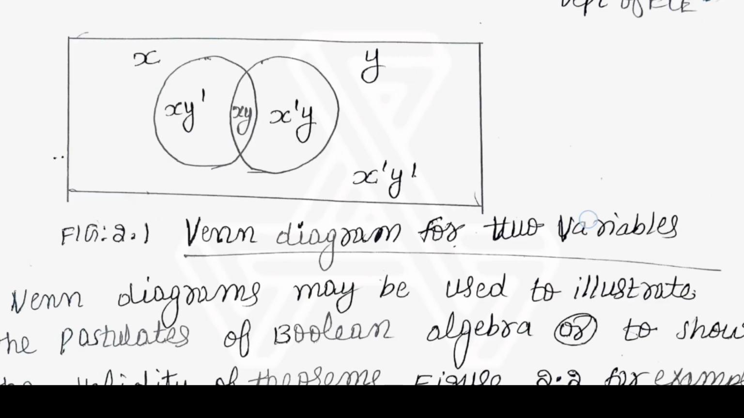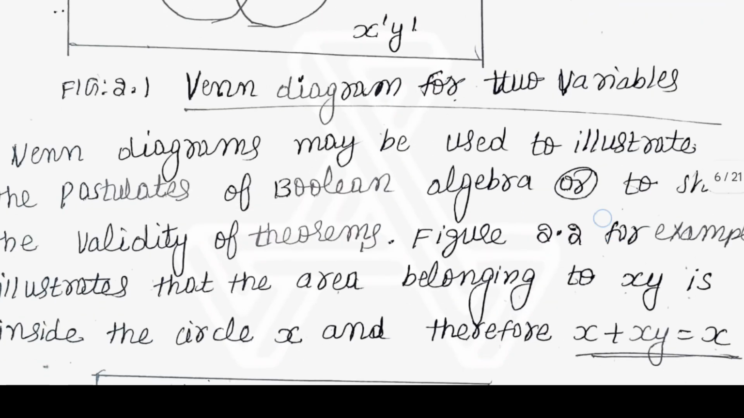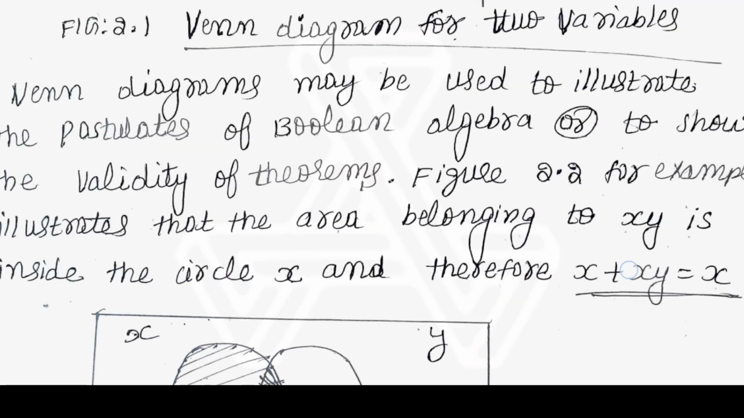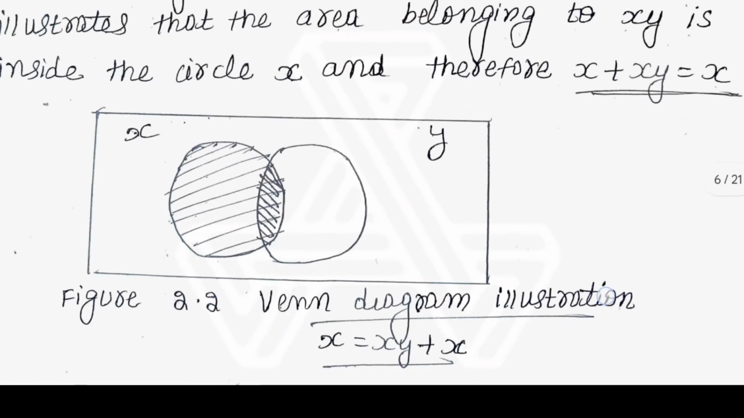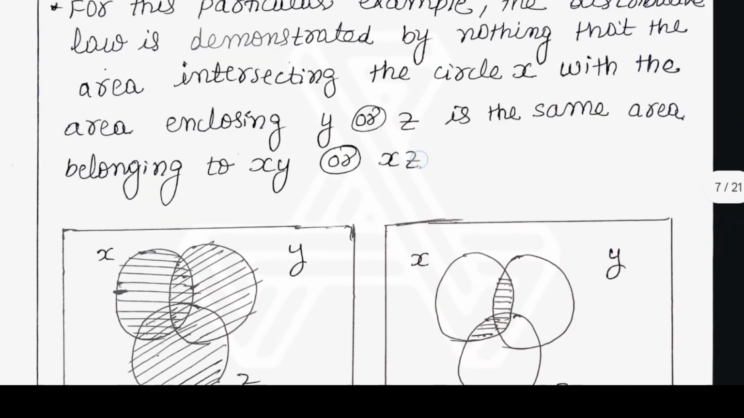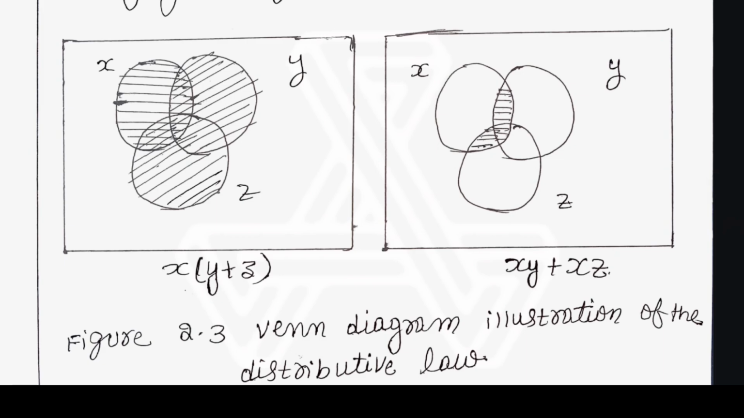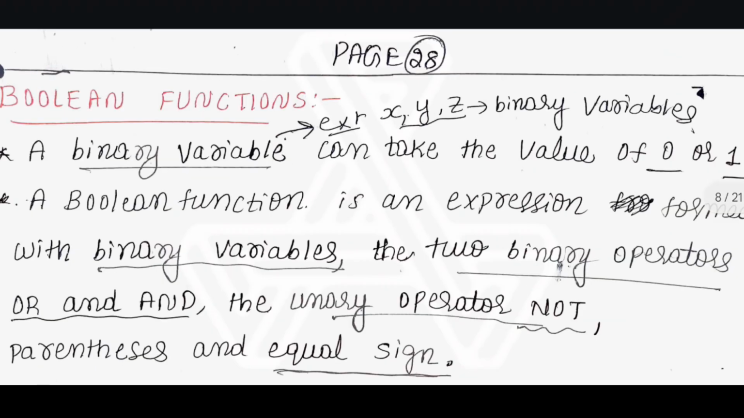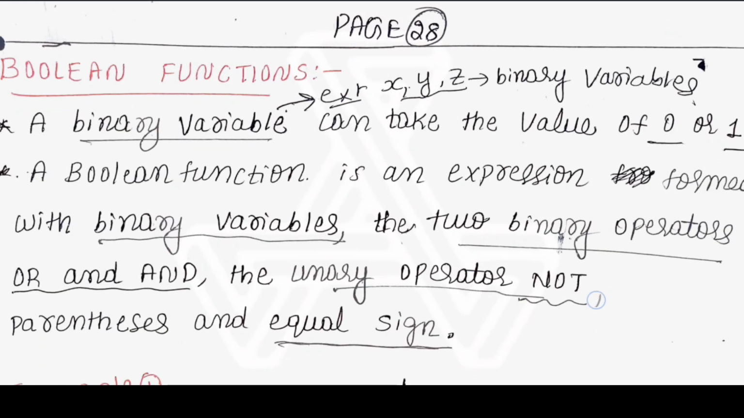A Venn diagram may be used to illustrate the postulates of Boolean algebra and to show the validity of the theorems. The figure in our example illustrates that the area belonging to xy is inside the circle x, and therefore x plus xy is equal to x. Venn diagram for the distributive law: x into y plus z is equal to xy plus xz. Distributive law.